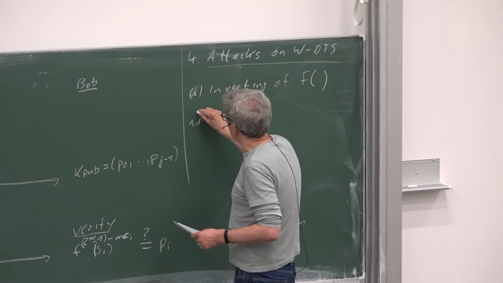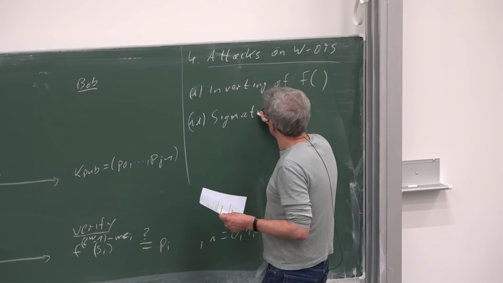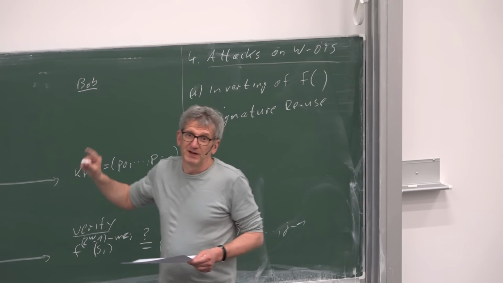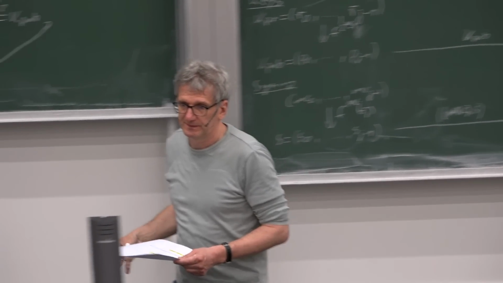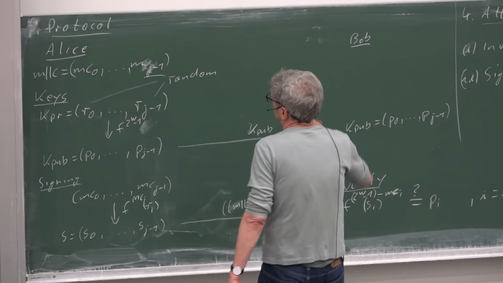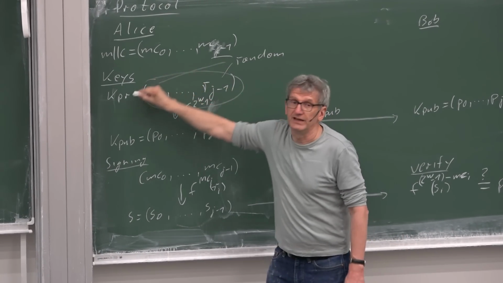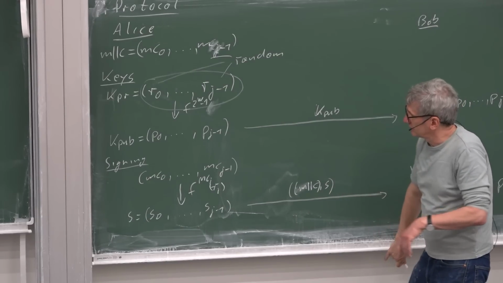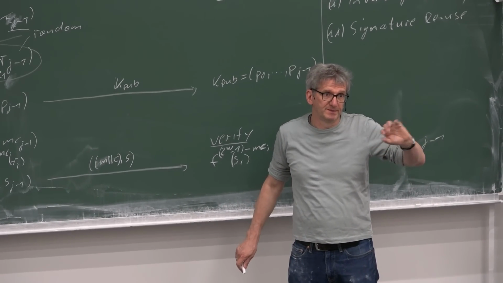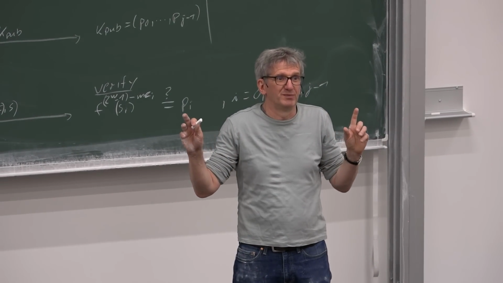Much more non-trivial is signature reuse, meaning once you sign a message involving these random values here, right? They're going to be used here. You have to throw them away. Okay, and we're going to talk in the exercises about that. So this is a huge problem in practice, right?